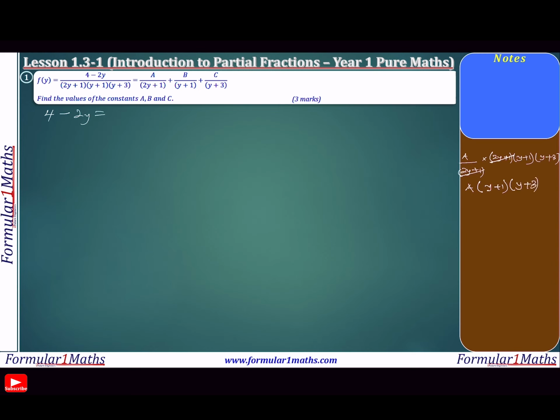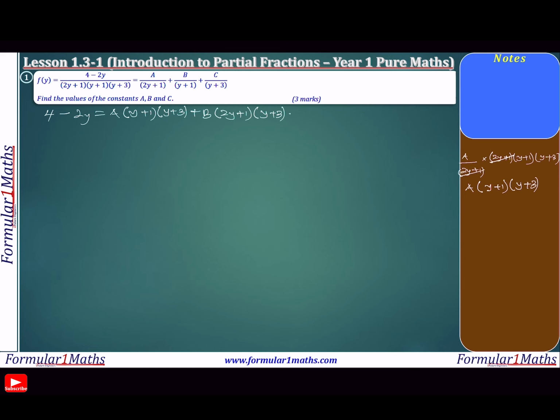And so for the first term on the right-hand side, I'll have a brackets y plus 1 times y plus 3. Similarly, for the second term, I will have plus b times 2y plus 1 times y plus 3.